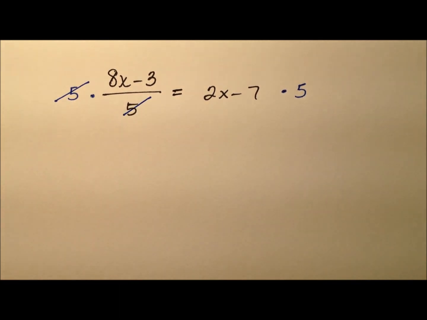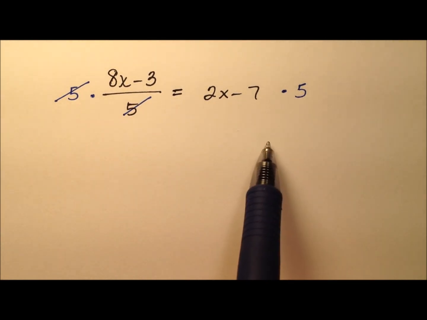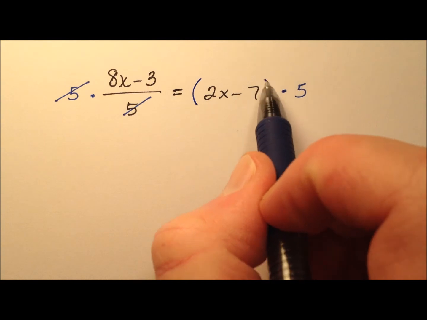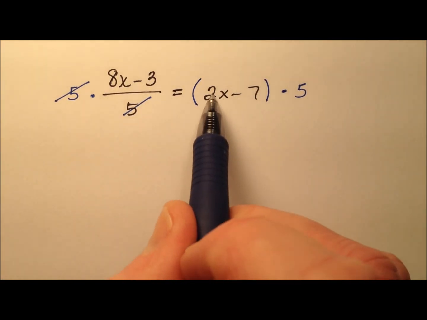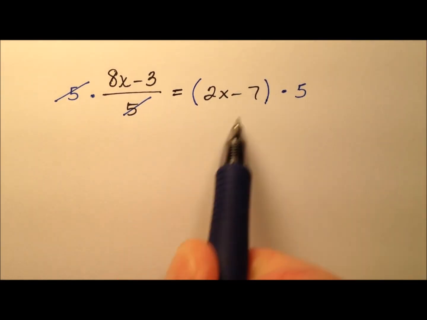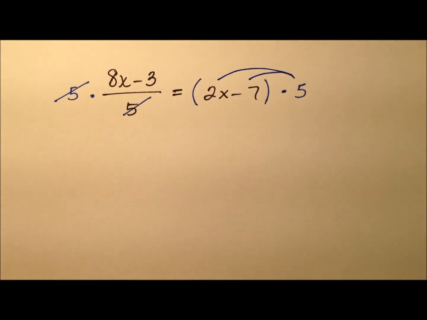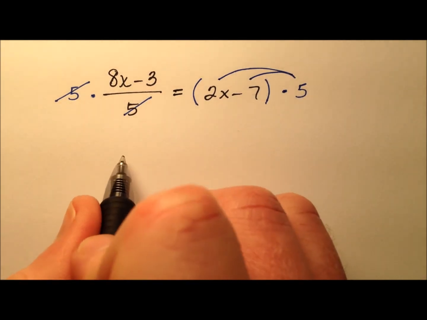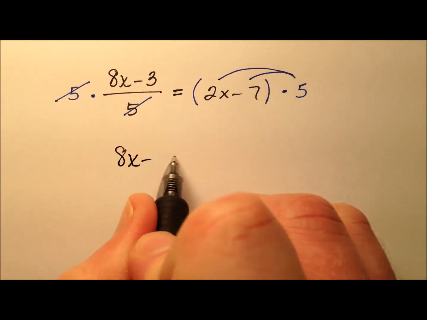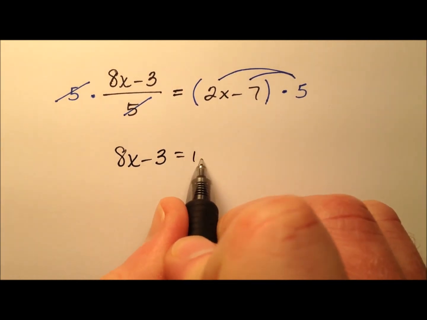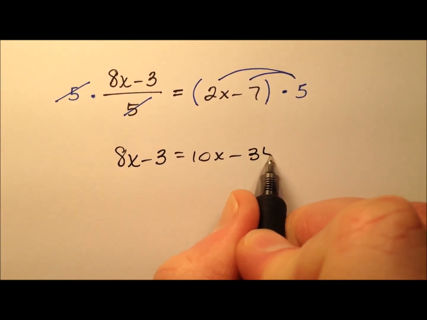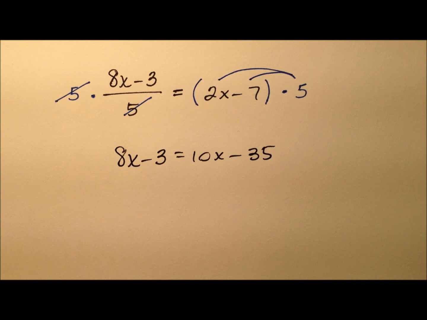Well, on the left side, that's easy. The 5's just cancel. But on the right side, what exactly are we multiplying by 5? Well, we need to put parentheses around this expression, 2x minus 7, that was over here on the right side to begin with. And we need to distribute this 5. He'll be multiplied by every single term on that right side. So we have 8x minus 3 equals 10x minus 35 when I do that distribution.